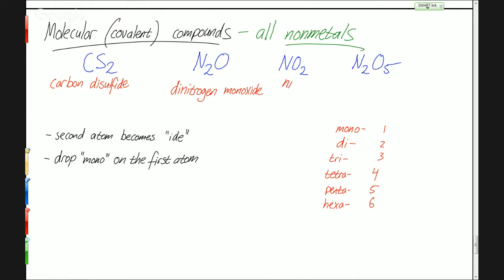Right. Nitrogen dioxide. Now what about N2O5? Yeah, very good. Dinitrogen pentoxide.